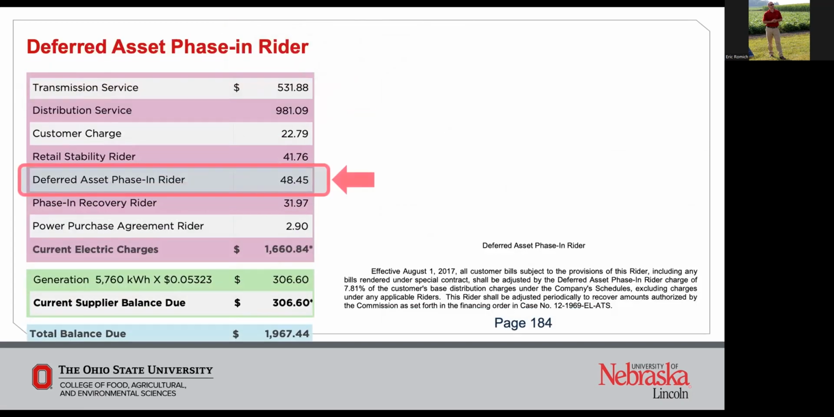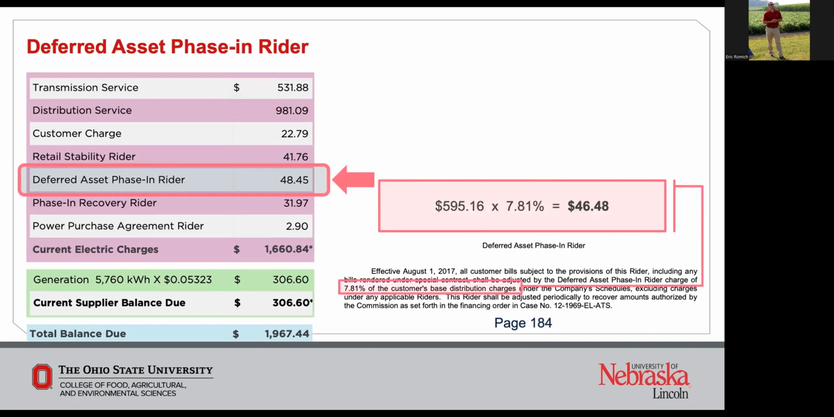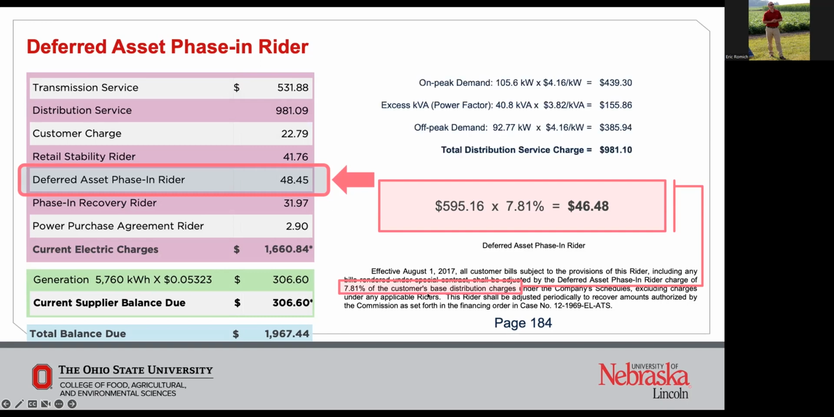So the last charge tied to demands on this bill is the deferred asset phase-in rider charge. Again, very few people have any idea what that means, because you don't take the time to open up your rate sheet and go to page 184 and look at the details. I'm most interested in how it's calculated. So here you can see it's a percentage charge. This deferred asset phase-in rider charge is 7.81% of the customer's base distribution charges.